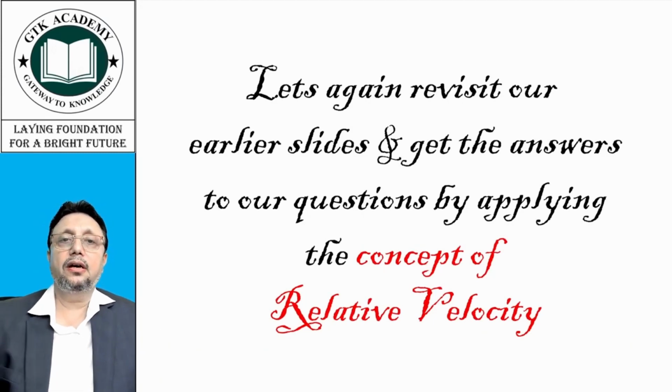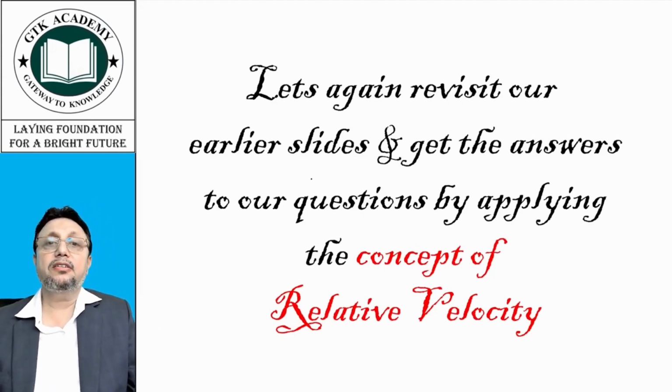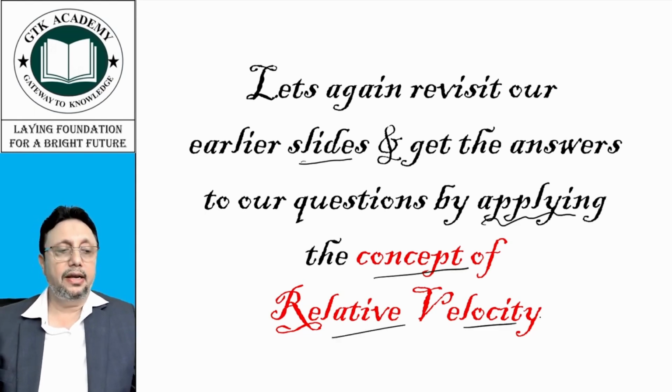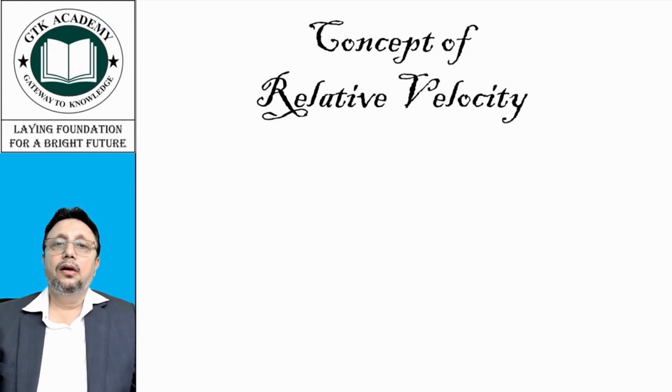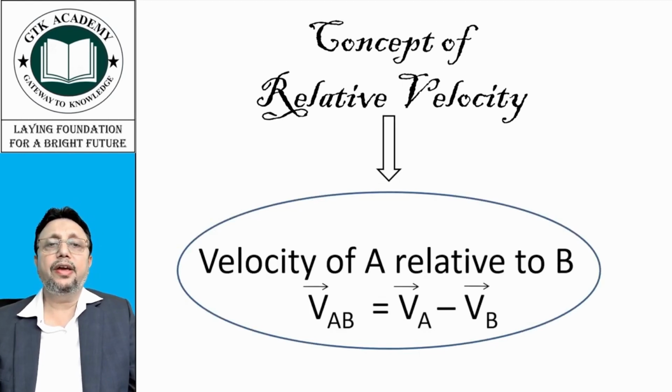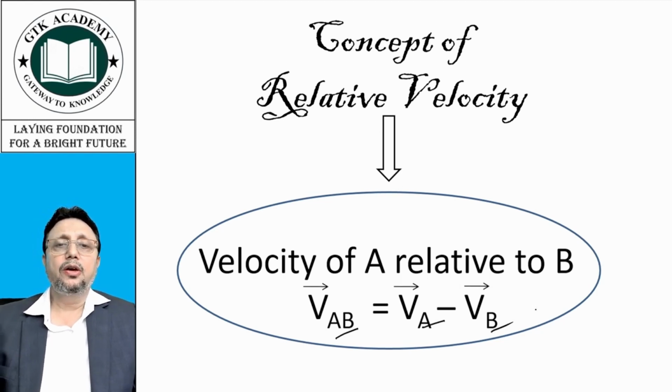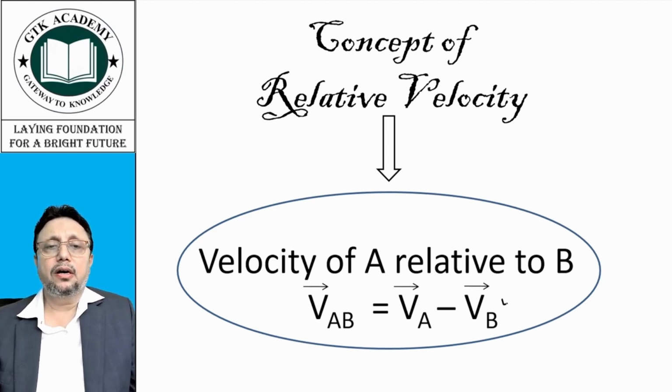Now let's revisit our earlier slides and get the answer to our question by applying the concept of relative velocity. Now what is the concept of relative velocity? Simple. Velocity of A relative to B, that is VAB, is equal to VA minus VB. You just remember this equation, that is the key to solve all questions on relative velocity, and a very, very important result.